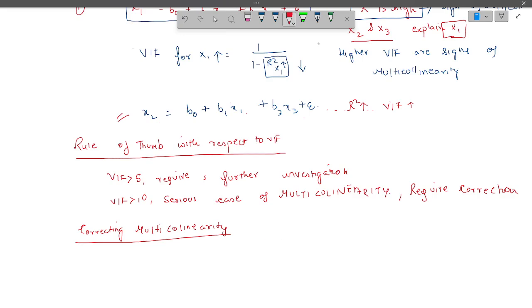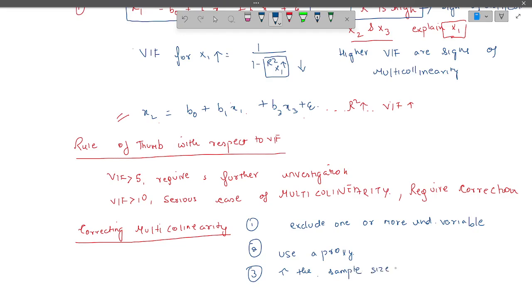Now, correcting this. First, you can exclude one or more independent variables. Second, you can use a proxy. What this means is that you can replace one independent variable with a better one or a less correlated one, right? You replace the independent variable with a less correlated variable. And third, you increase the sample size n, right? So these are three ways with which you can correct multicollinearity.